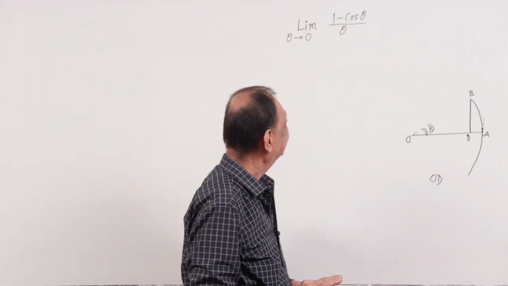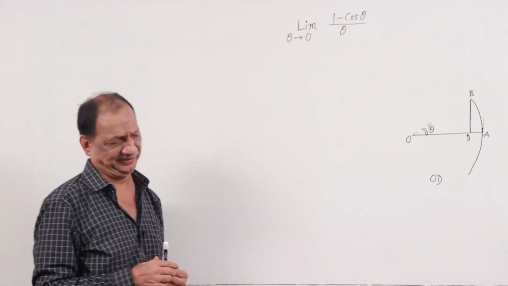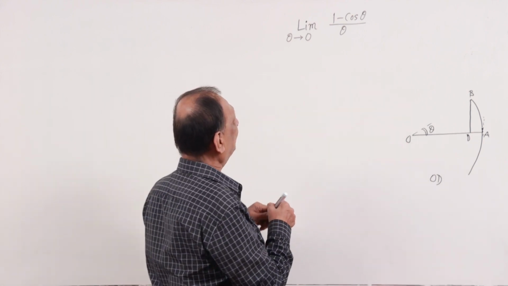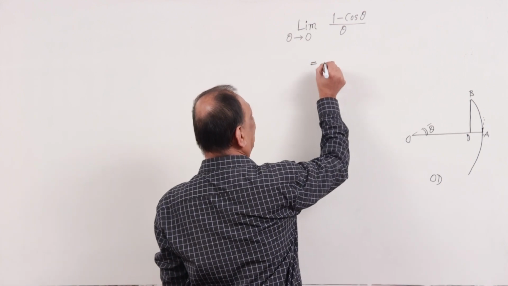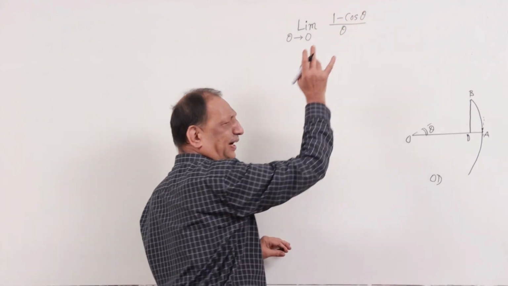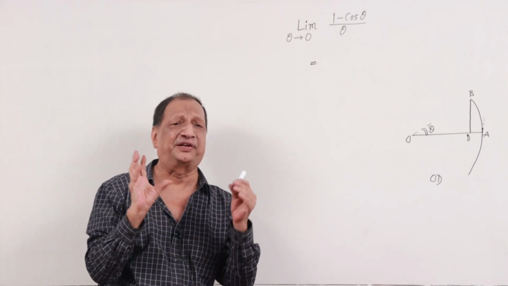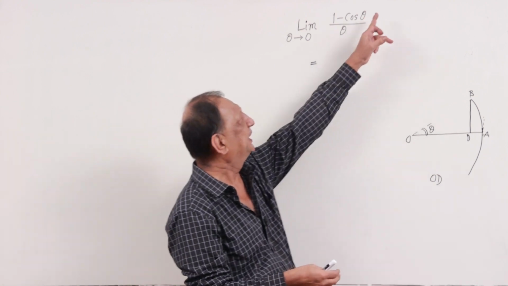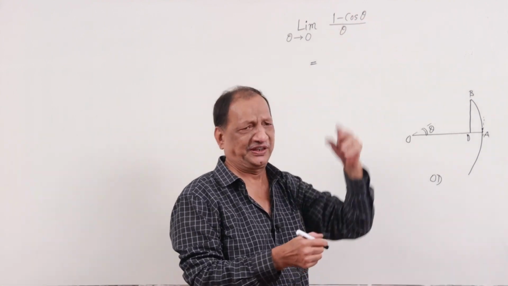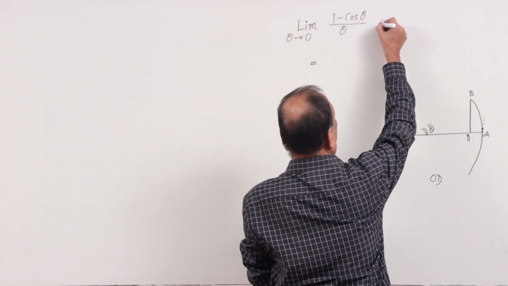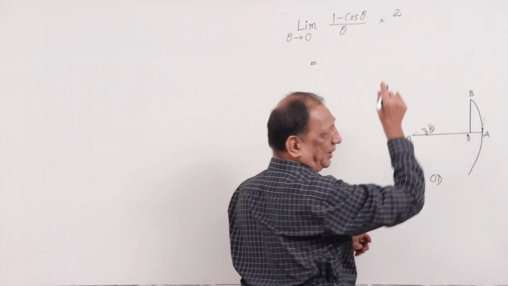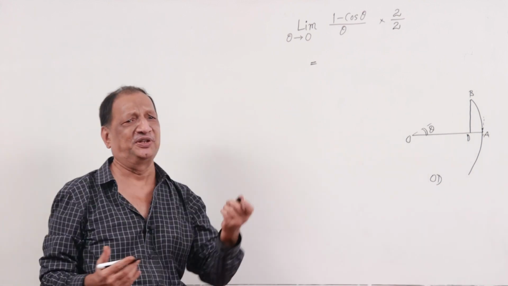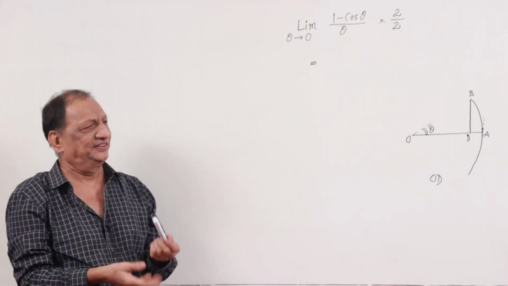How do we prove that? Very simple algebraic manipulation will do that. What we do is, we say the limit is equal to. Now supposing I multiply the numerator and denominator by some positive quantity. What happens to the limit? Nothing changes. What happens to the value? Say I multiply this by 2 and this also by 2. For example, I want to multiply 1 minus cos theta by 2. I will multiply theta also by 2. So obviously the limit will be the same. 2 and 2 cancel, the limit is the same.